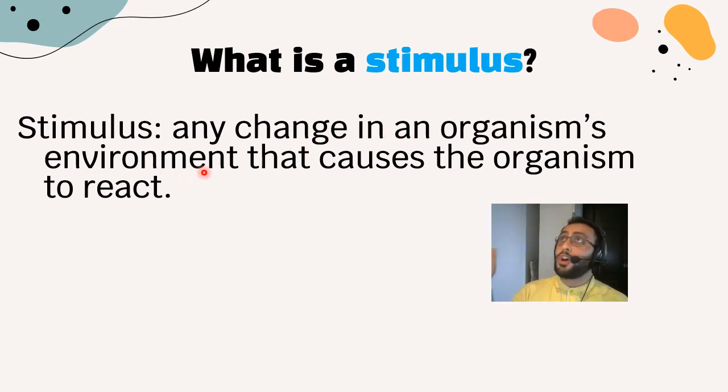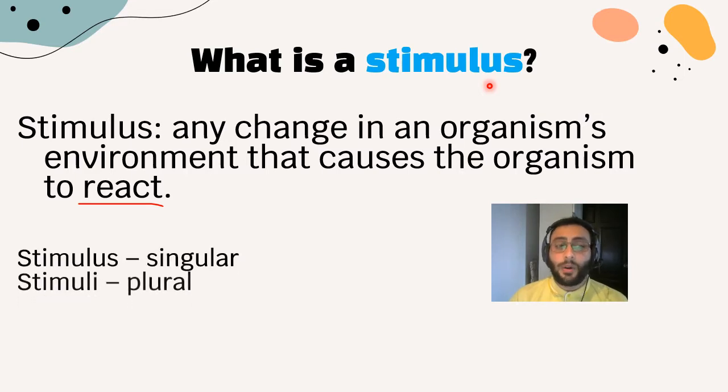So any change in an organism's environment. For example, right now, it's getting hot. That means there is a change in the environment. Or, oh, now it's cold. So it means my environment changed. That causes the organism to react. It makes me react. For example, when it's hot, I sweat. See? I react. Or when it's cold, I shake. Me shaking is me reacting. So any change, hot, cold, these are called stimulus.